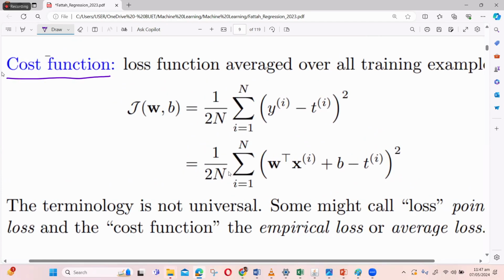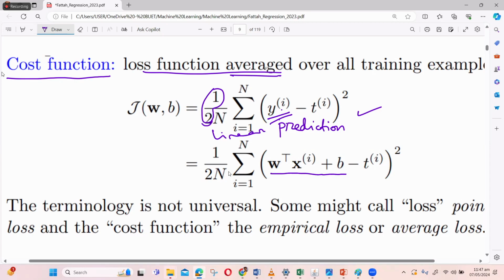You see 1 by 2n, i equal to 1 to n. This is what I explained in our last class. So loss functions are averaged. This half was there originally in the loss function. And you know your prediction, this is linear prediction. This is W transpose X plus B.